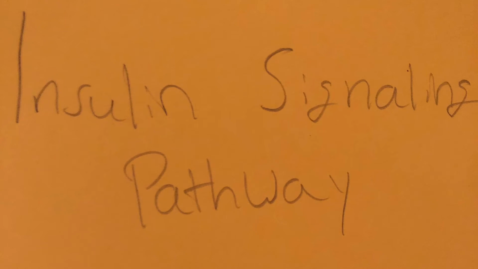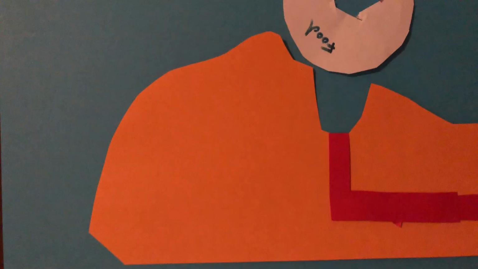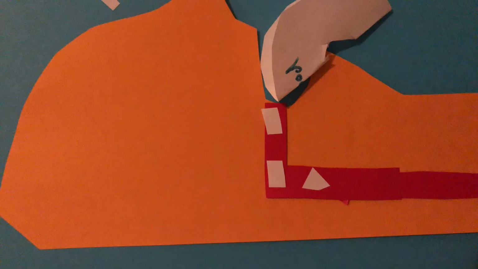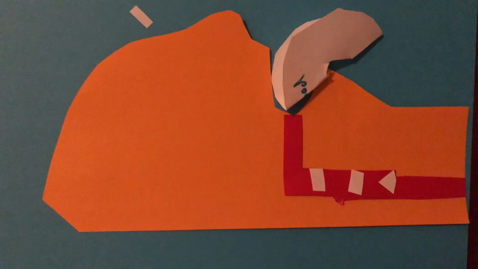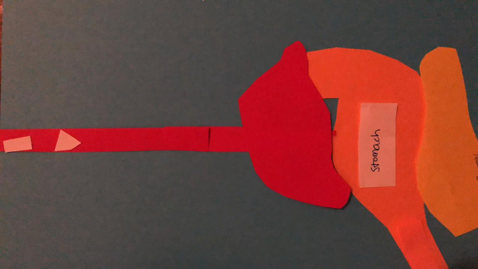Today I'm going to be talking about the insulin signaling pathway. Showcased above, when a person eats food, the food is chewed and broken down by the saliva. The food then travels down our esophagus and into the stomach.